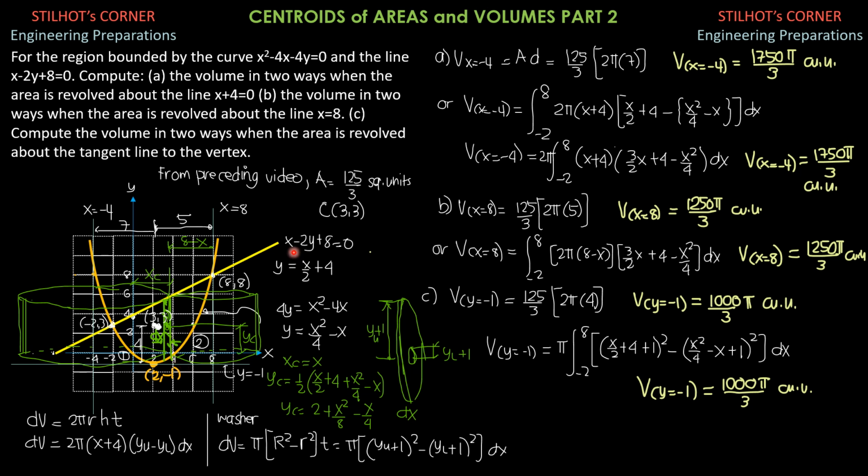And third, compute the volume in two ways when the area is revolved about the tangent line to the vertex. So this horizontal line here with an equation y equals -1.